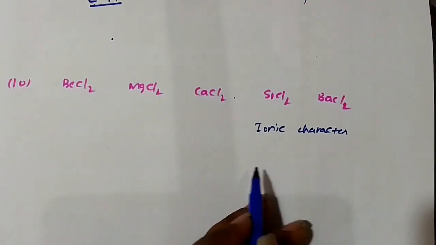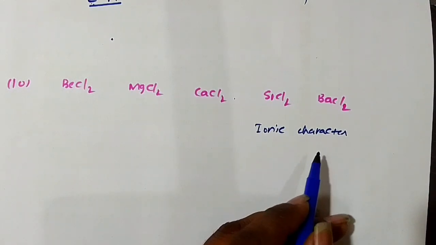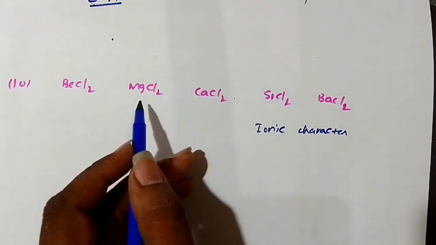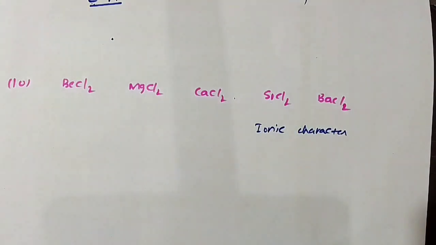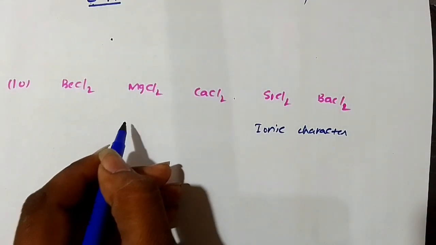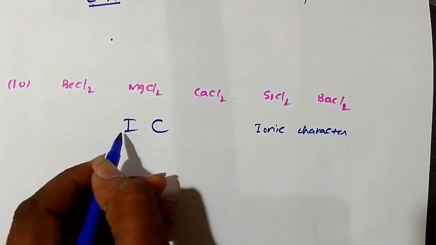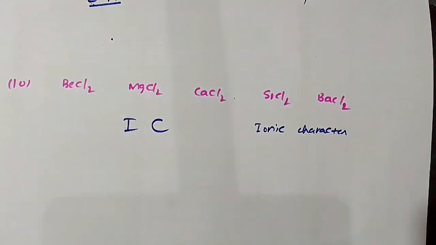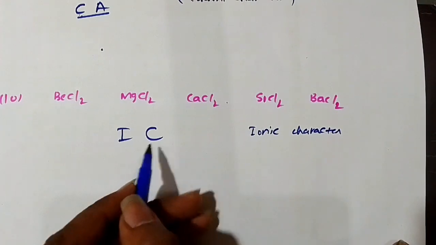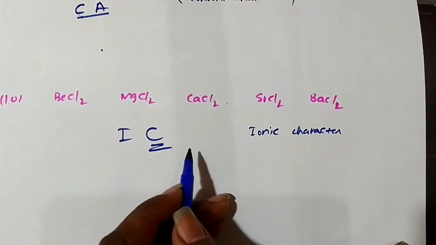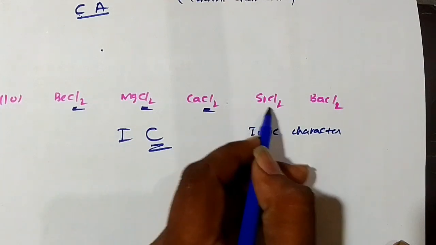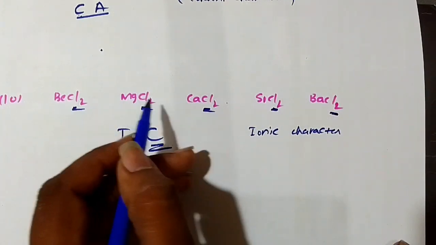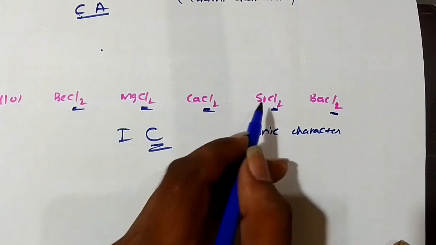Now coming to question number 10, we have to find out the order of ionic character. Given BeCl2, MgCl2, CaCl2, SrCl2, and BaCl2. Now already I gave one code, that is intensive care, IC. Ionic character is directly proportional to size of cation. Here anions are same, but cations are different. Beryllium, magnesium, calcium, strontium, barium.